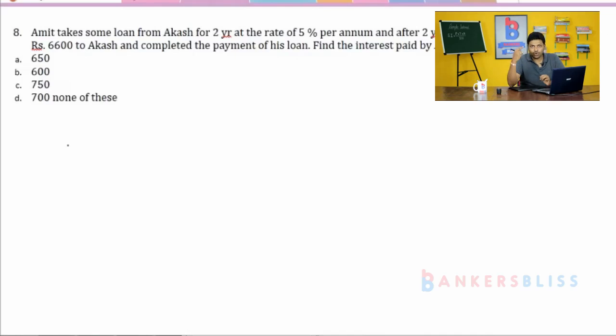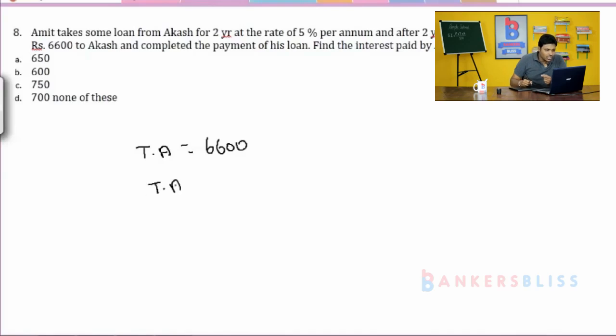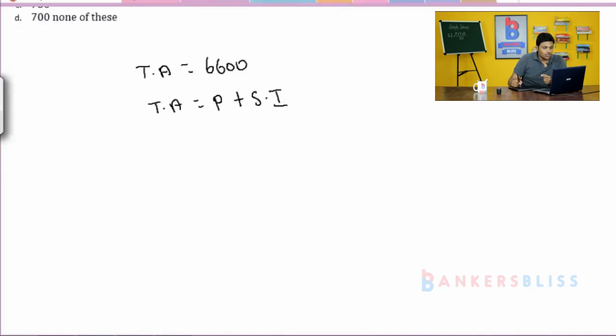So 5% for 1 year, so for 2 years it will be 10%, because each and every time you are going to calculate the interest on the principal amount. So the first year 5%, second year 5%, altogether 10% on the principal amount. So total amount is equal to 6,600. Total amount contains both the principal amount as well as the simple interest. So the simple interest means the interest amount we got for 2 years. So per year 5%, so 2 years it is 10% on the principal amount.